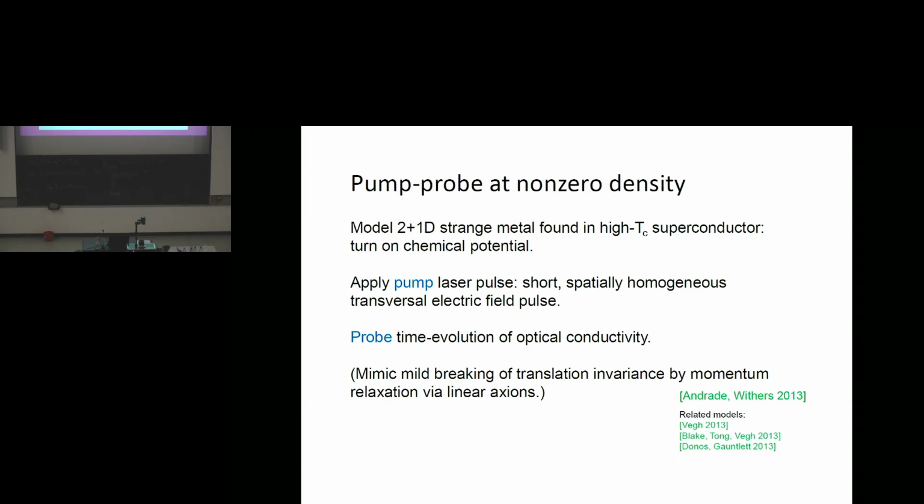Okay, now let's introduce a new ingredient which is important if we want to make contact with condensed matter physics, which is non-zero density. We'll model a 2+1 dimensional strange metal found in high-TC superconductors by turning on a chemical potential. We'll apply, again, a pump laser pulse, so some short, spatially homogeneous transverse electric field pulse, and we'll probe the time evolution of the optical conductivity in this model. In order to have finite optical conductivities, we need to break translation invariance. We'll choose to do this in a very mild way, so the system will be almost translation invariant, and we'll use a very simple mechanism using linear axions that was introduced in this paper, and there were several related models in the literature.